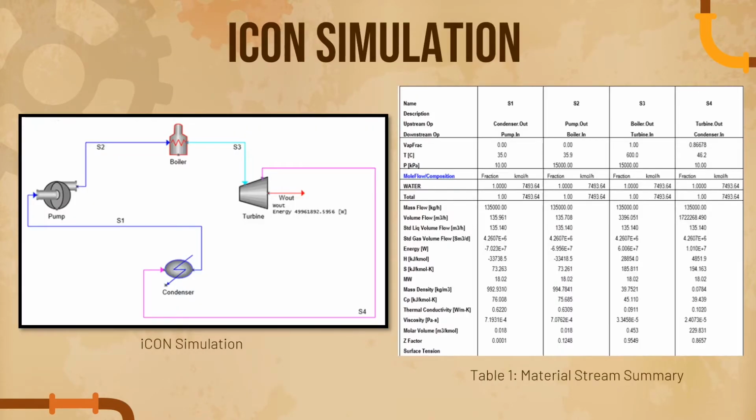So we used the ICON simulation to build a model of the steam power plant following the simple Rankine cycle. As you can see here, in streams 1 and 2, the blue color line represents the saturated liquid. Stream 3, which is in light blue, represents the superheated vapor, and lastly stream 4 in pink color represents the saturated liquid vapor mixture.